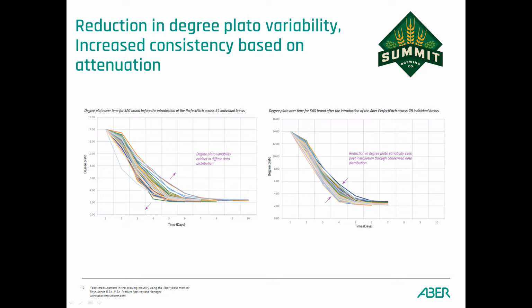Therefore, the consistency of the degree plateau trend over time that the ABBA monitor provides delivers predictable, consistent, and greater product quality. Summit reported improvements post-ABBA installation relative to the previous manual pitching method across all metrics measured. The benefits of consistent and repeatable fermentations are well known. They include, but are not limited to, product throughput, effective planning, product quality, and consistency.